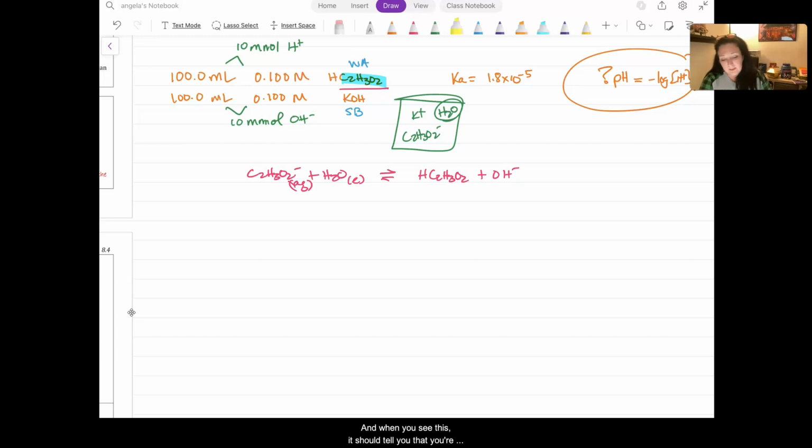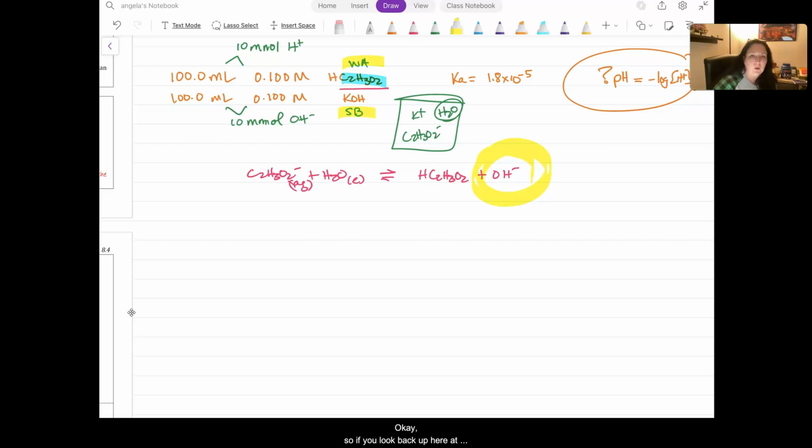And when you see this, it should tell you that you're going to have what type of solution? Basic. And does it make sense that I started with a strong base and a weak acid and I'm going to end up with a basic solution? I hope it does, because we've already talked about that in terms of looking at the titrations.